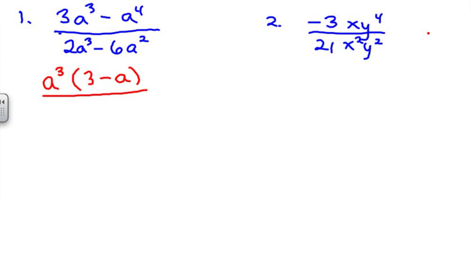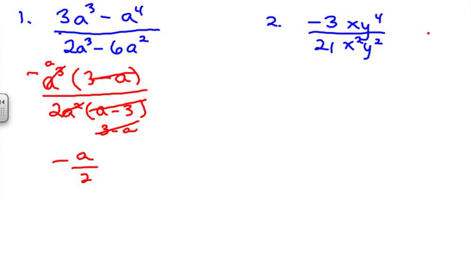And in the denominator, take out a 2a squared. That leaves you a minus 3. Okay, now cancel what you can. Well, the a squared goes into the a cubed and leaves you 1a. And the 3 minus a and a minus 3 can cancel so long as we put a negative factor in the numerator and switch the denominator around. They now cancel, so we have left over negative a over 2 as our final answer.